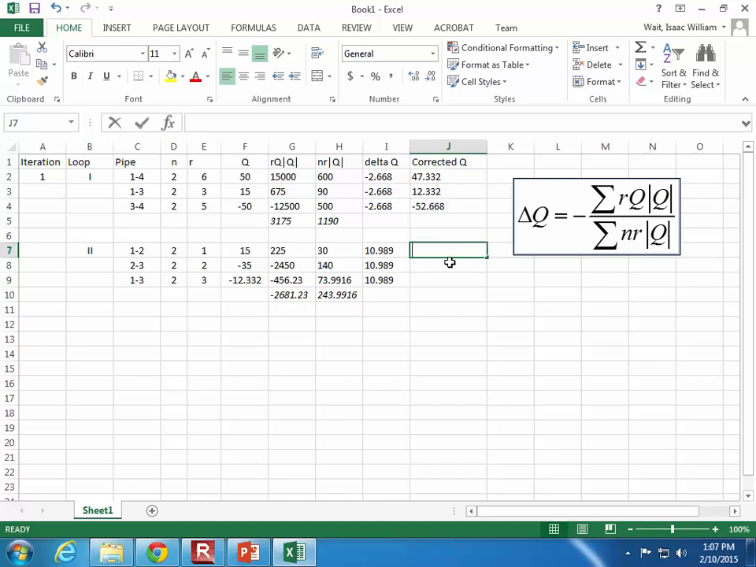All right, so the corrected Q is this original flow rate plus the delta Q.